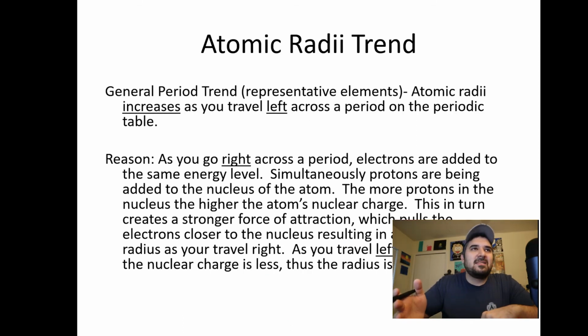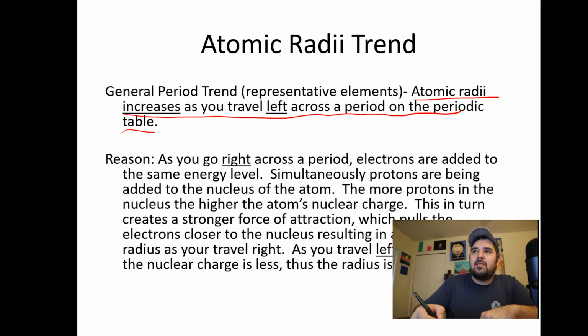All right, so here I'm going to explain it to you. You don't need to write this down. You'll write down what's on the next page. The general periodic trend when we're talking about atomic radii is that atomic radius increases as you travel left on the periodic table. The reason for that is as you go to the right across the periodic table, electrons are added to the same energy level. When we're talking about energy level, we're talking about which row it's in on the periodic table. The lower rows have higher energy levels. The higher rows have the least energy levels.